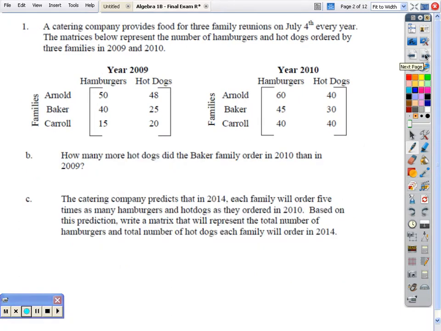Okay, I'm going to do part B and C on this page just so that I have more room. Part B says how many more hot dogs did the Baker family order in 2010 than in 2009? How many more is a phrase that tells you you're going to need to subtract. You're trying to find out the difference between the two, and difference is a subtraction keyword. Okay, so the Baker family in 2010 ordered 30 hot dogs, and in 2009 ordered 25 hot dogs. So I'm just going to take 30 minus 25, and you get 5 hot dogs as your answer.